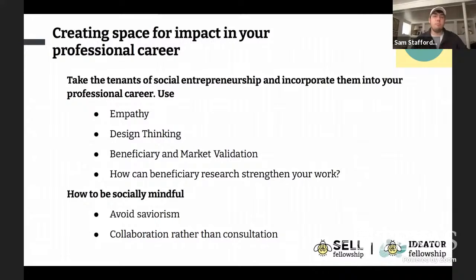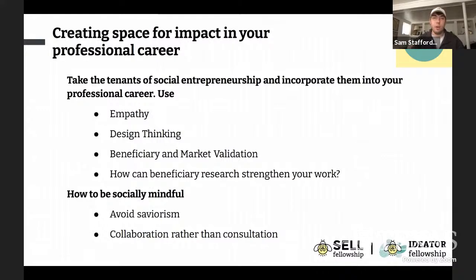And then also beneficiary and market validation. How is it that your beneficiaries feel about your solution? Is there something that you can do in order to make it better? Consistently going back and getting feedback is so important. And how can beneficiary research strengthen your work? Consistently doing research is very, very important and you will see that it will really strengthen the work that you do. And also how to be socially mindful.